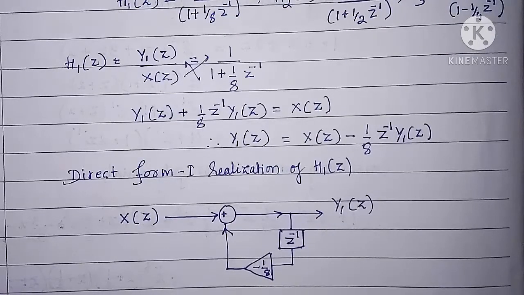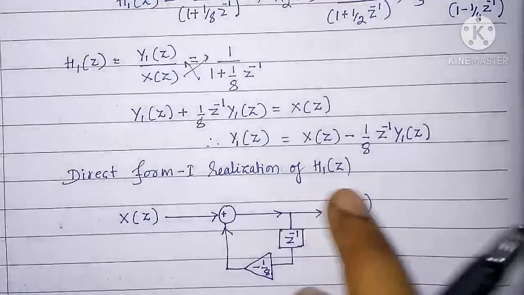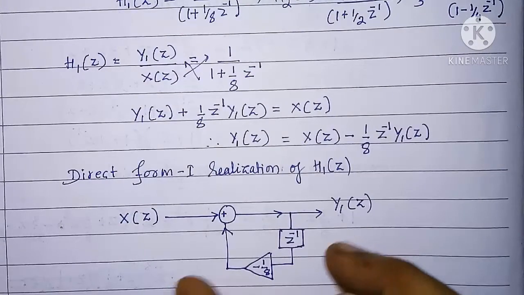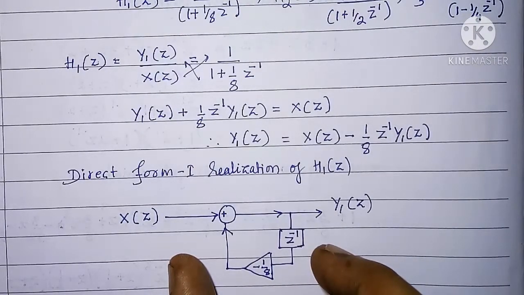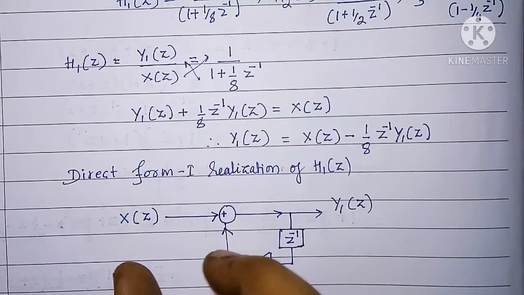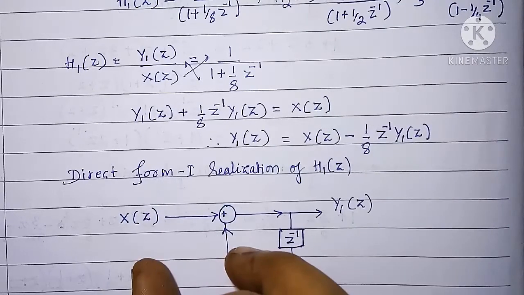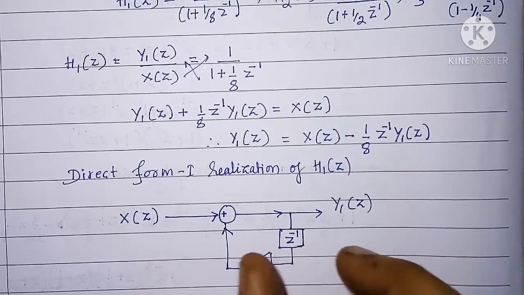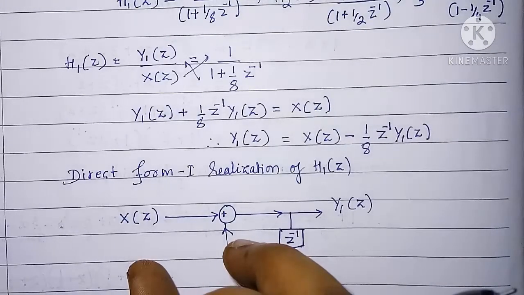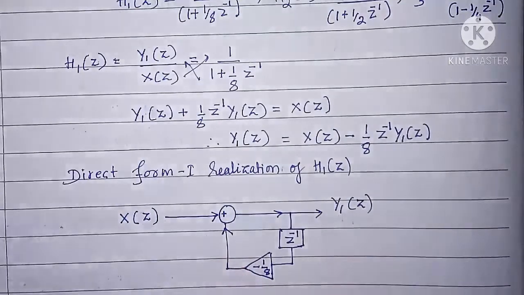The direct form 1 realization and the direct form 2 realization of h1 of z will remain same, because here we are having only one part, that is the RHS part. If you bring this here, you don't have anything to take it to the RHS. If you bring RHS part to the LHS, then you don't have anything to take to the LHS.